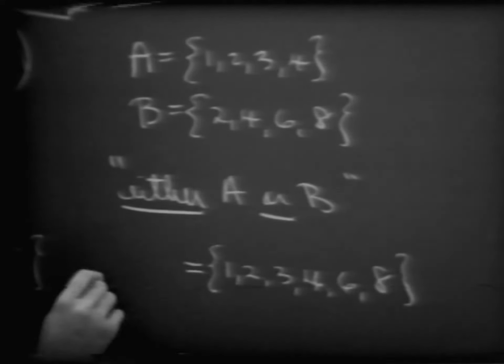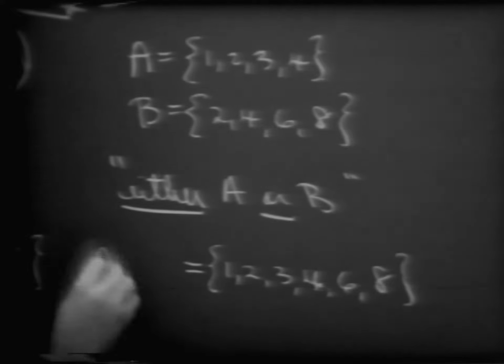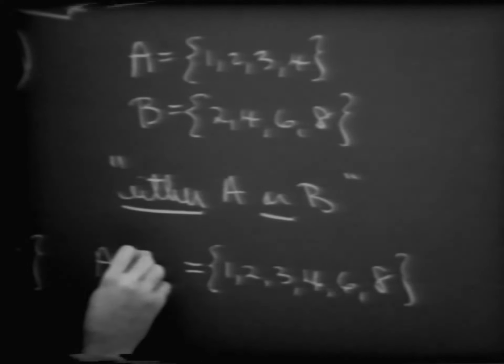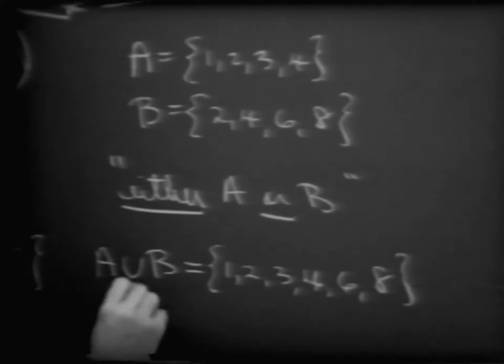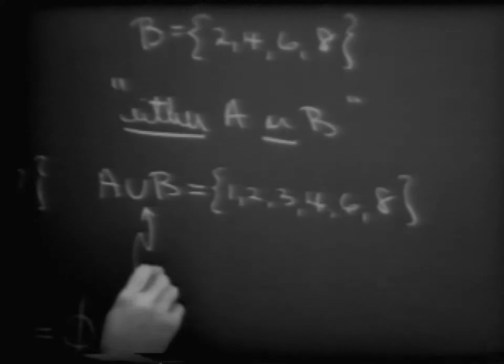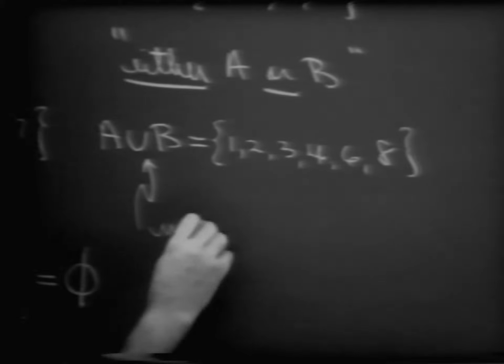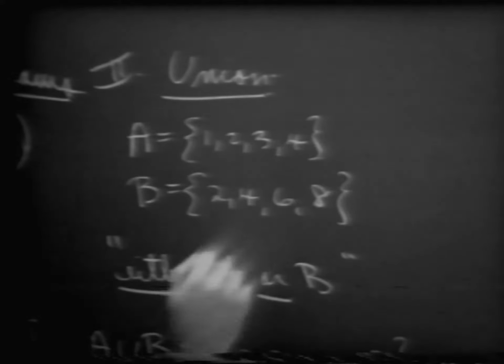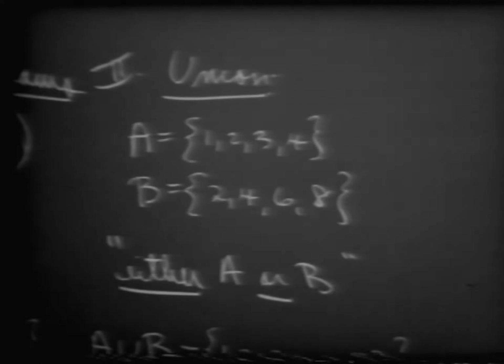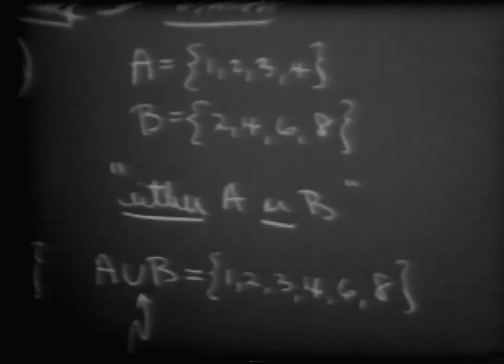Now, if we were to introduce some notation to indicate this, the symbol that we use is this symbol right here that looks like a U, and the name that we give this is union, U-N-I-O-N. If we had to give this a name, it's the union of two sets A and B, all right? Now, let's look at a picture.